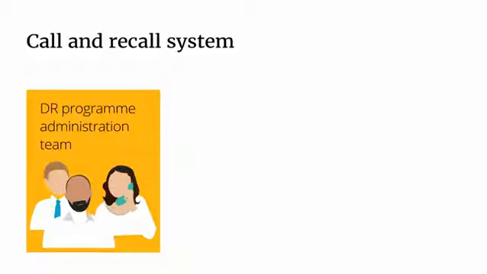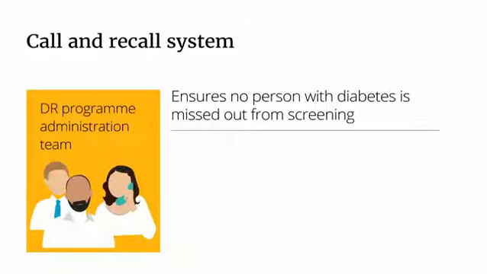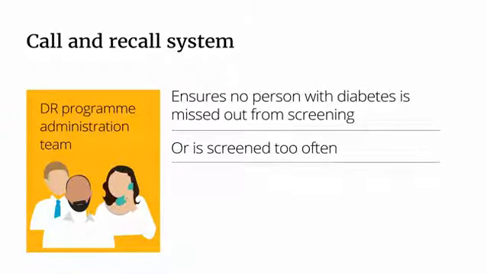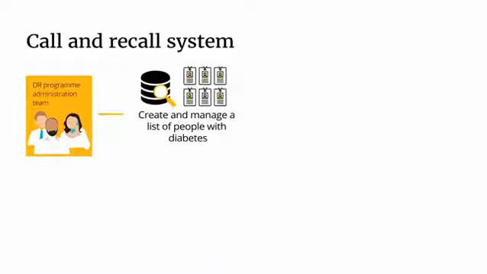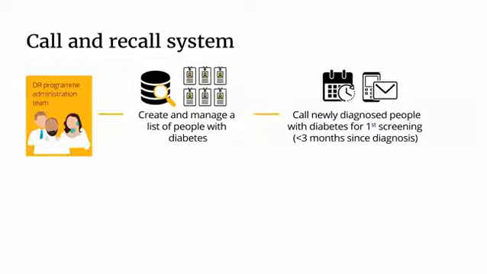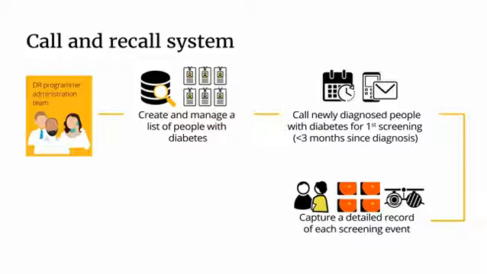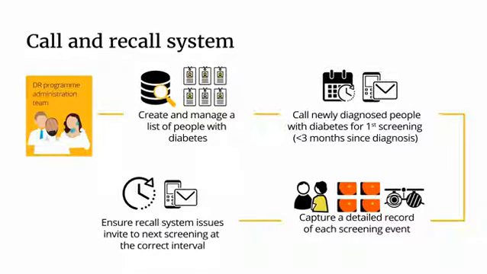Establishing and administering a robust call and recall system can ensure that no one is missed out and no one is screened more often than necessary. This involves creating and managing a regular list of people with diabetes from doctors' surgeries or pharmacy lists, ideally as an electronic database. Calling newly diagnosed people with diabetes for their first screening within 3 months of diagnosis. Capturing a detailed record of each screening event, and ensuring that the recall booking system invites each patient to attend their next screening at the correct interval.